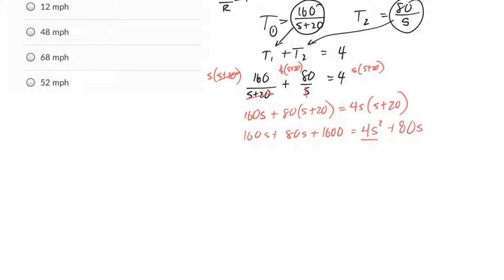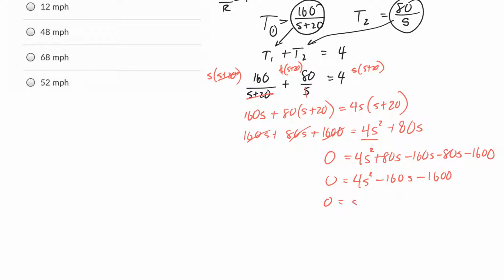Since my s squared is here, I'll bring everything over to the right side. So it'll be 0 equals 4s squared, and then plus 80s minus 160s minus 80s. So that's those taken care of, and then minus 1600. Do I have everything? Collecting like terms, 80 minus 80 is nothing, so this would be negative 160s minus 1600. Now, everything's divisible by 4, so let's divide everything by 4. 160 divided by 4 would be 40s, and 1600 divided by 4 is 400.